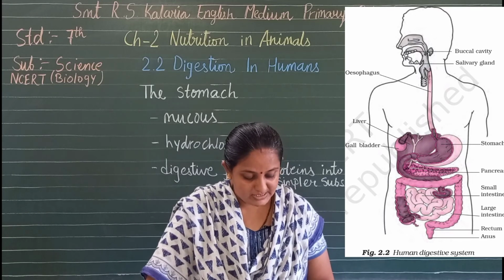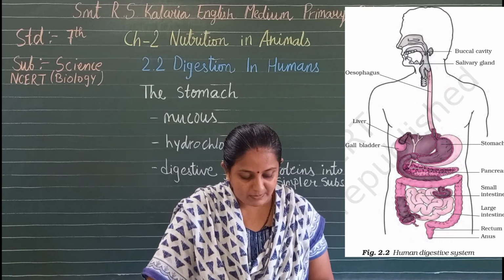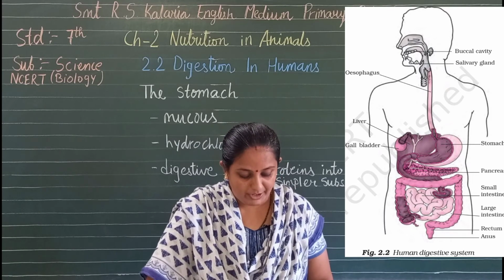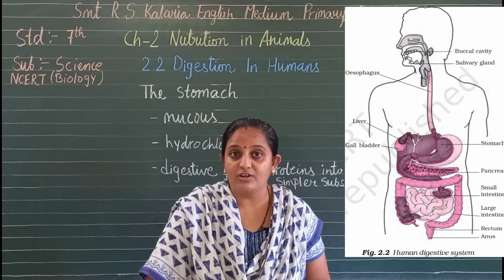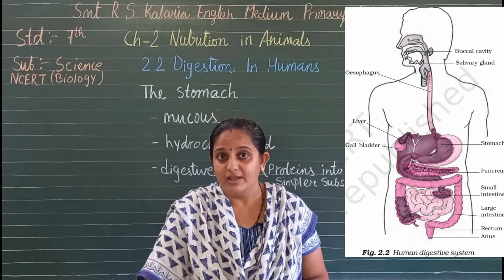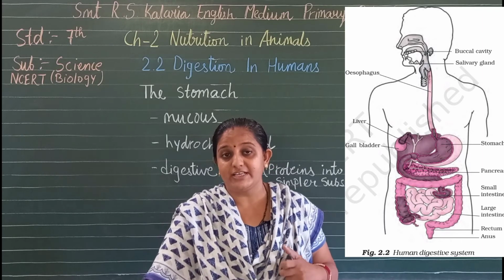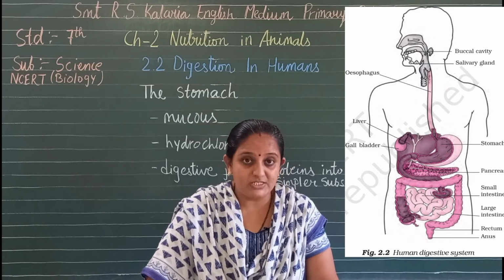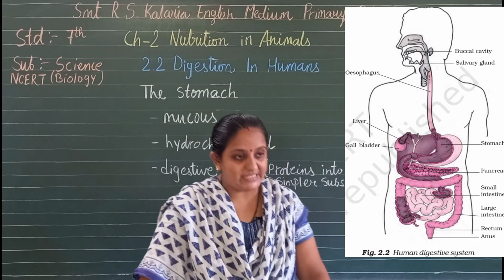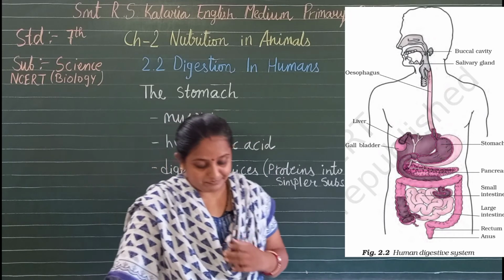Now what happens in the stomach? The inner lining of the stomach secretes mucus, hydrochloric acid and digestive juices. Now you might be surprised: why hydrochloric acid? Acids in the stomach? Let us understand. Hydrochloric acid plays an important role in our body. Let's see. First, what does mucus do? Mucus protects the inner lining of the stomach.